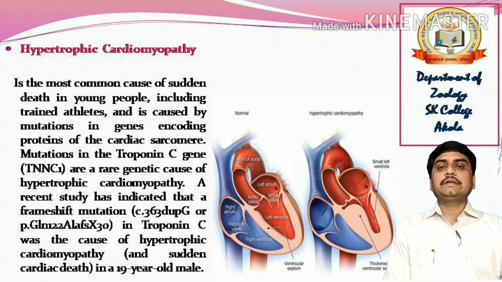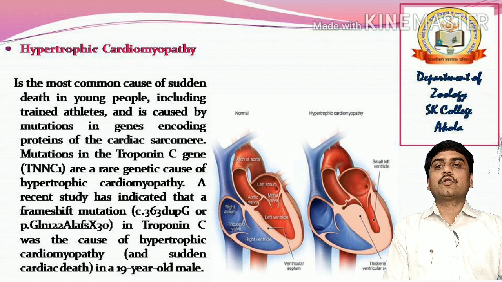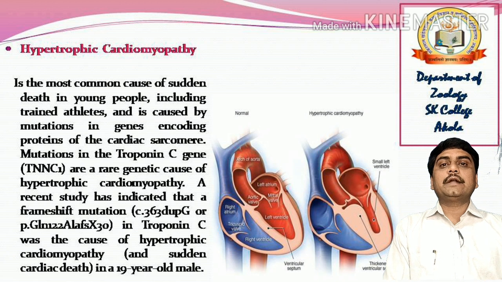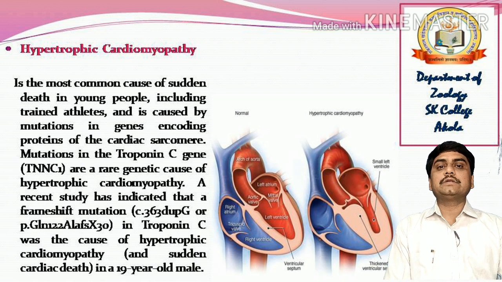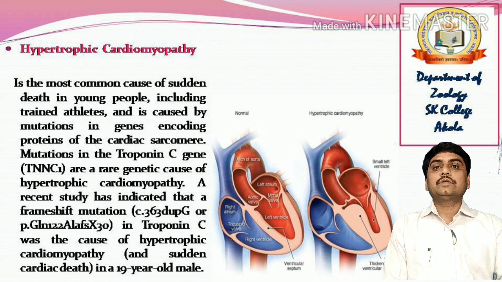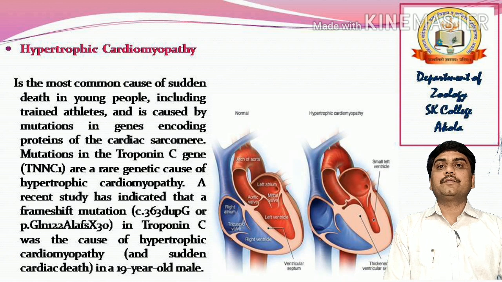A recent study has indicated that a frameshift mutation in troponin C was the cause of hypertrophic cardiomyopathy and sudden cardiac death in a 19-year-old male. So here in the diagram you are able to see hypertrophic cardiomyopathy. The small left ventricle is easily seen as compared to the normal heart. So these are the diseases associated with frameshift mutation.